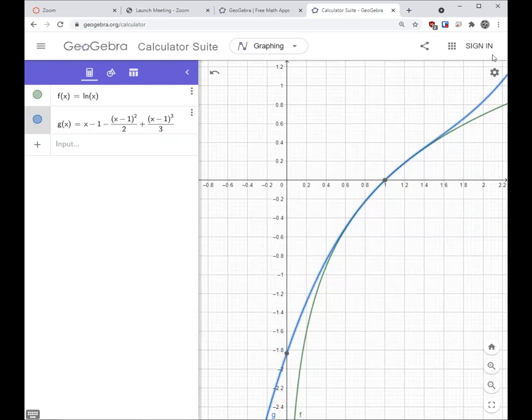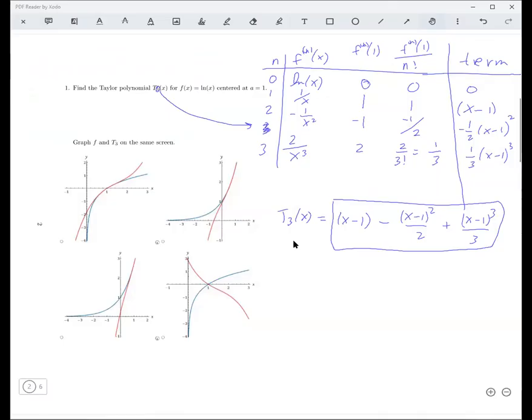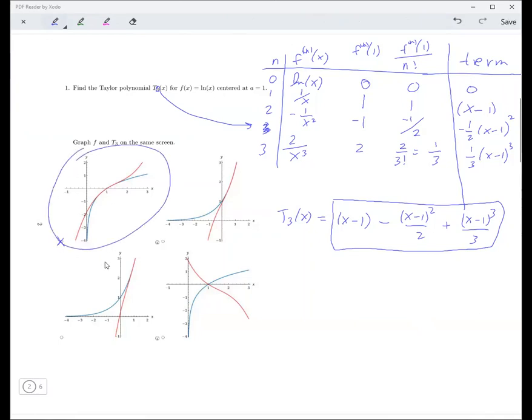So let's go back to GeoGebra. And it looks like it was this first one right here. This graph here. So this red one is y equals T3 of x. And the blue one is y equals log x. Okay, great. Any questions or comments on that? No. Let's go on to number 2 then.